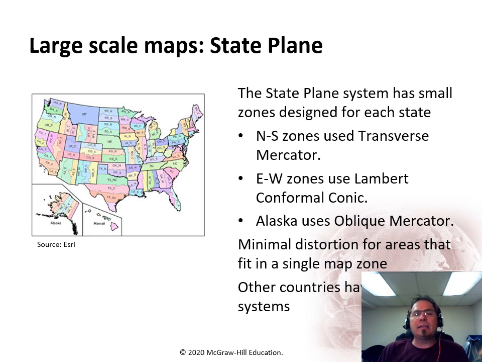The idea is it's minimal distortion for areas that fit in a single zone, which I have to giggle a little bit because you've got Montana sitting there with one zone, and that's a huge state, but they do everything differently in Montana. And you can see Alaska's got kind of a weird thing because when you start getting up into the polar regions, things start getting weird. So the idea is these are viable options as well.